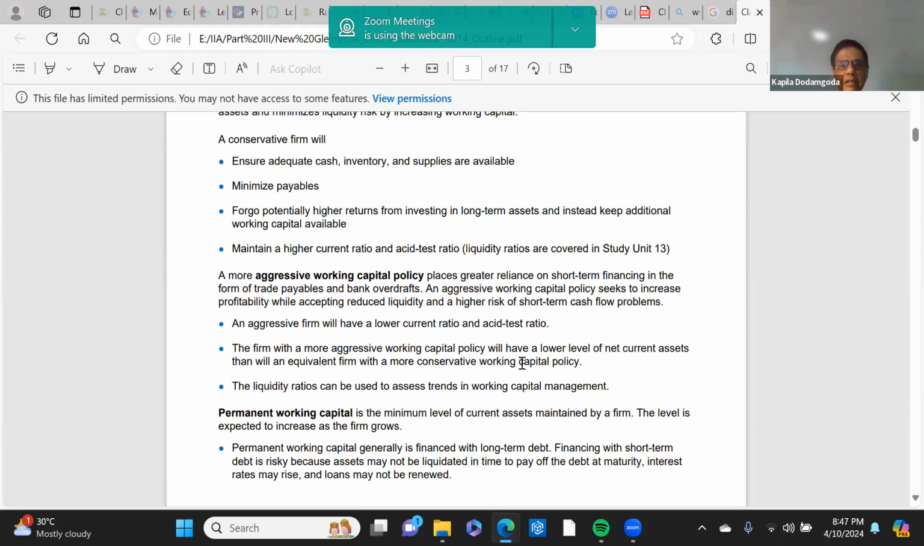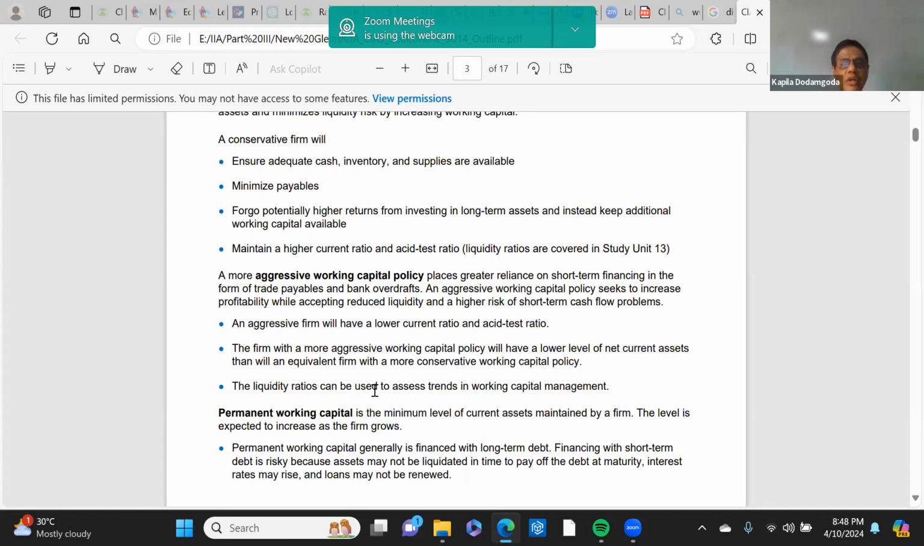That's clear, right? When it's aggressive, your net working capital is thinner because your current liabilities are fairly heavy. But if it is conservative, your current liabilities are lower because you're going to fund through the long-term funding. So then your net working capital will be higher, right?